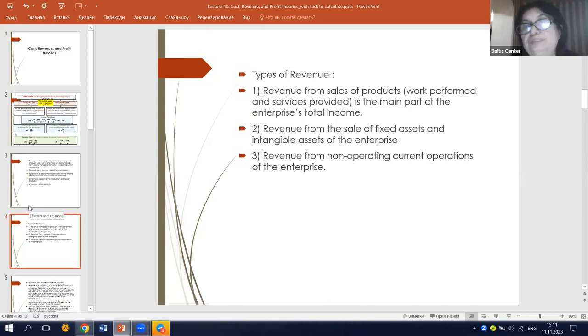What types of revenue do we have? Revenue from sales of products, work performed or services provided is the main part of the enterprise's total income. The second is the revenue from the sale of fixed assets and intangible assets of the enterprise. You see, the fixed ones, intangible fixed assets.